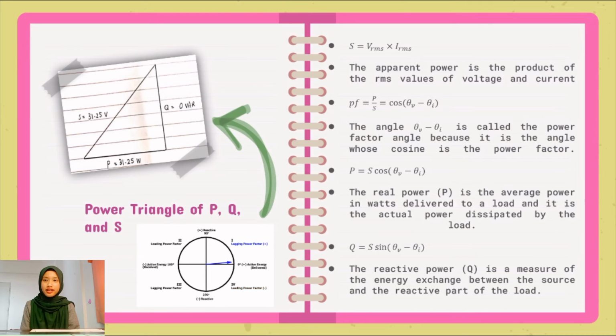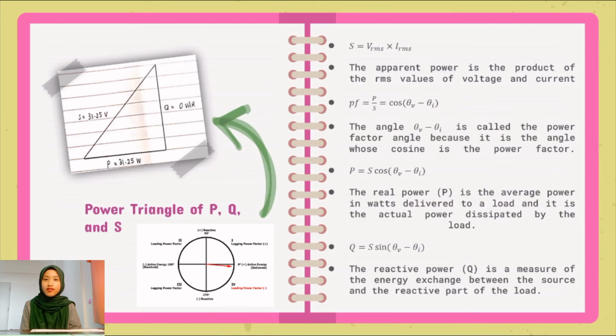Next, we need to find the apparent power, which is S, real power, which is P, and the reactive power, which is Q, for the whole circuit. To find apparent power, the formula is as given: VRMS multiplied by IRMS. The apparent power is the product of the RMS values of voltage and current. The apparent power from the circuit is 31.25 VA.